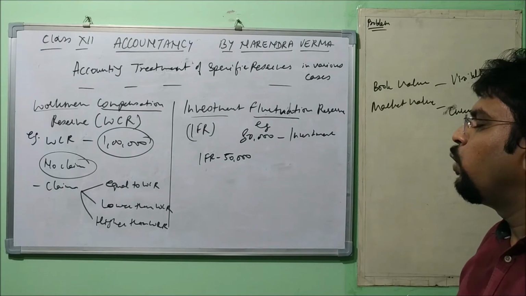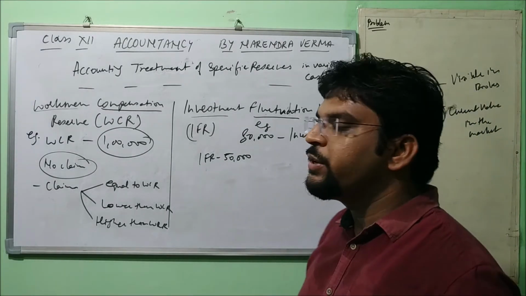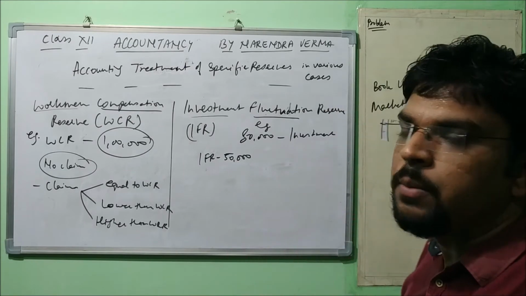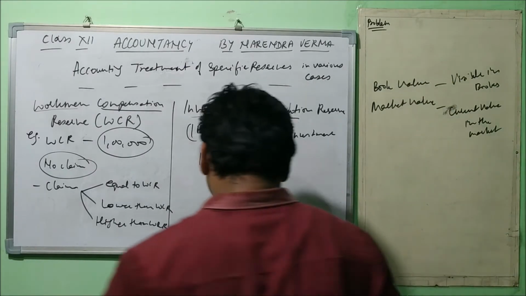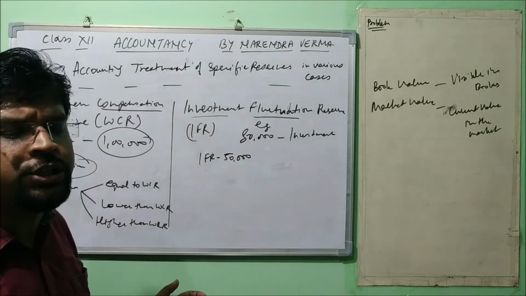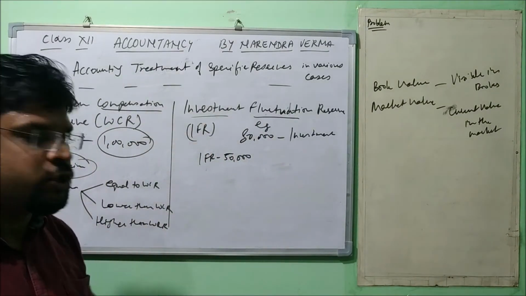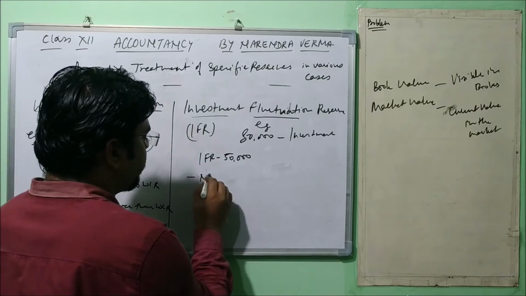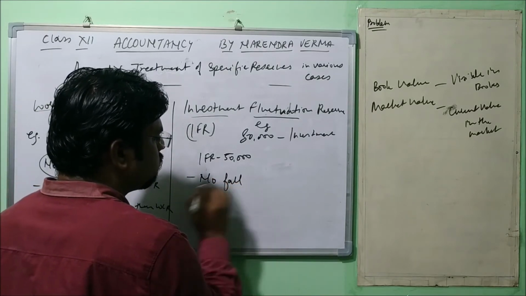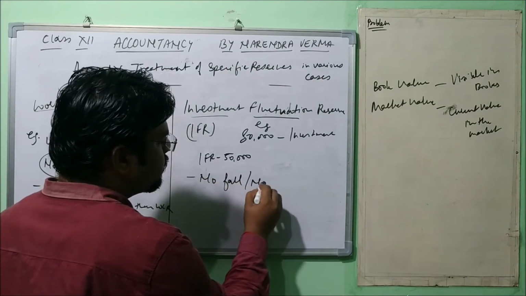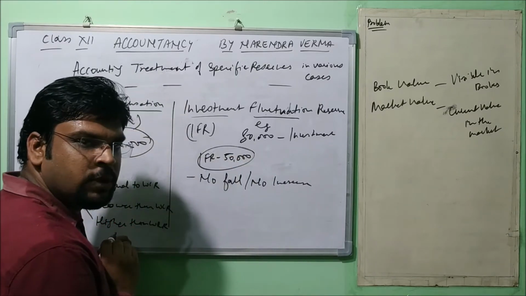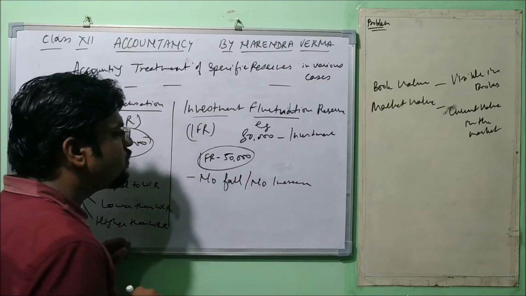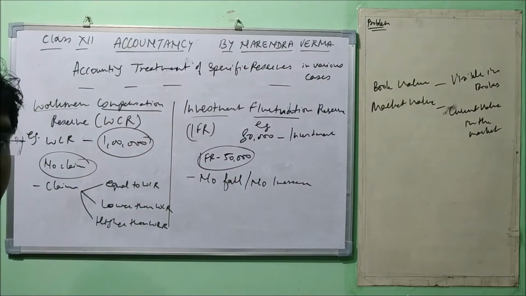Fine. Now, whenever they want to change the profit sharing ratio, at that point of time, they have to see the market value of the investment, right? So one case is what? There is no change in the value of investment, right? So we can say no fall, no increase, okay? So in that case, this reserve is free. Okay, then the entire amount of this reserve will be distributed between or among the partners.